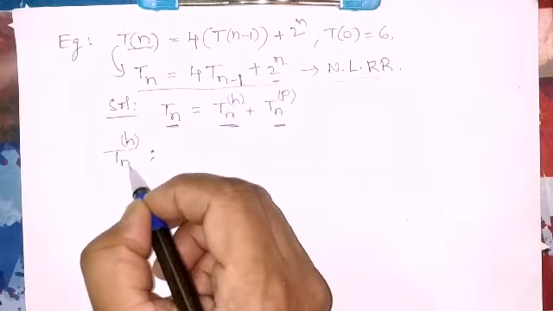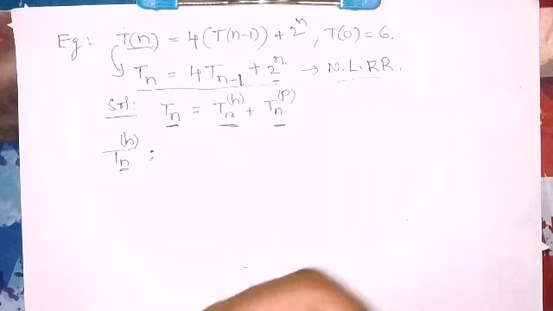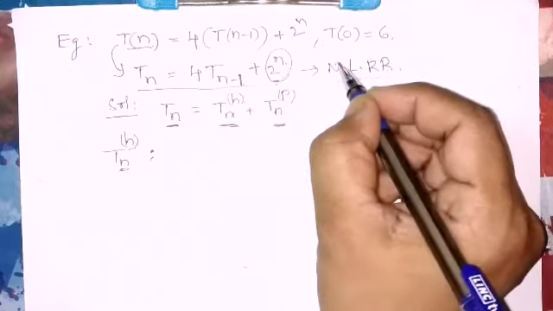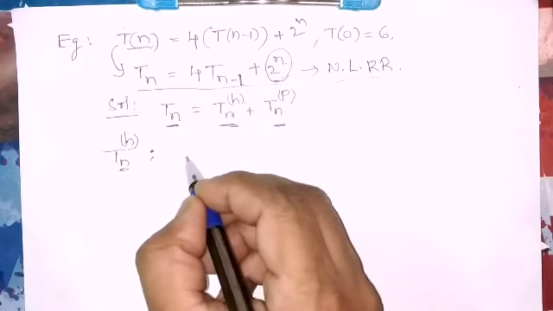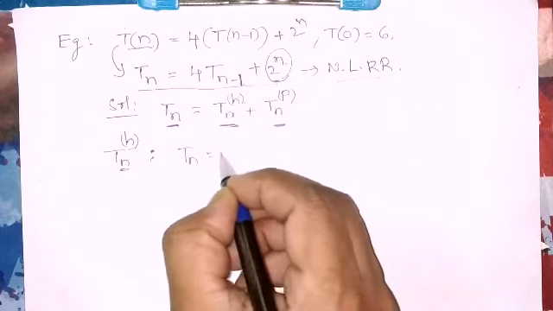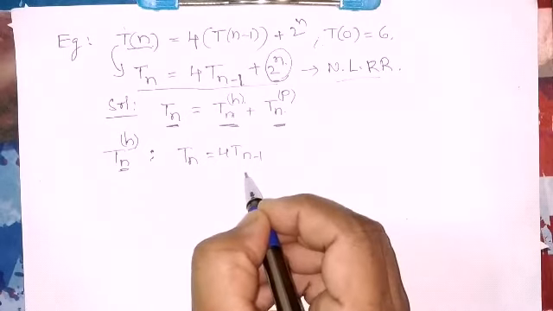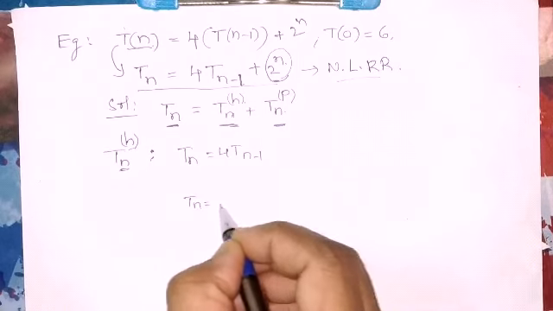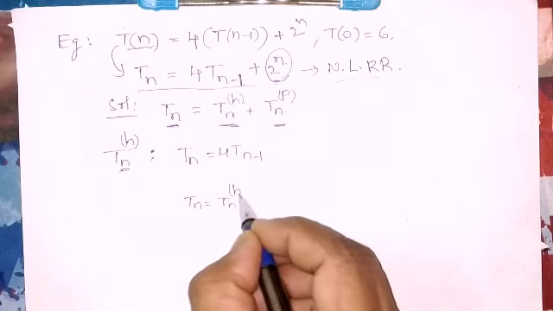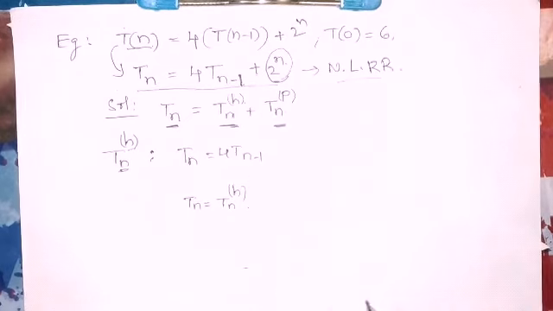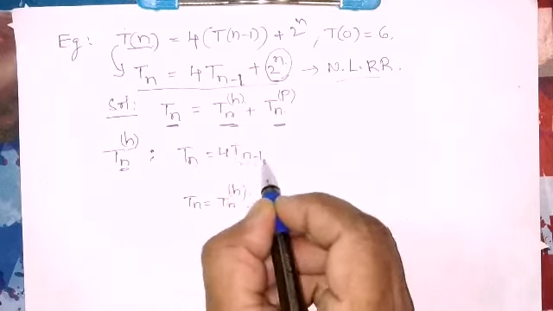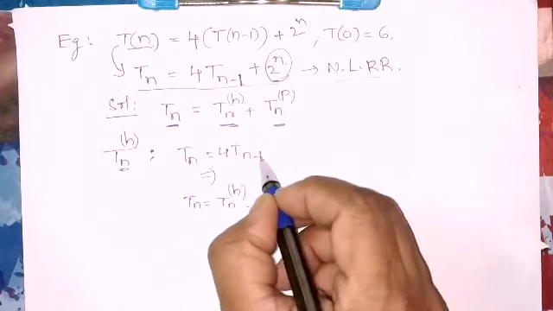To get this homogeneous part, whatever the function f of n is given, we assume that it is 0, and we write the remaining homogeneous part as Tn equal to 4 Tn minus 1. We solve it now by the method of characteristic roots. We write the solution Tn, and that itself is called the homogeneous part of the given relation, right? Because Tn is 4 into Tn minus 1 here with order 1.